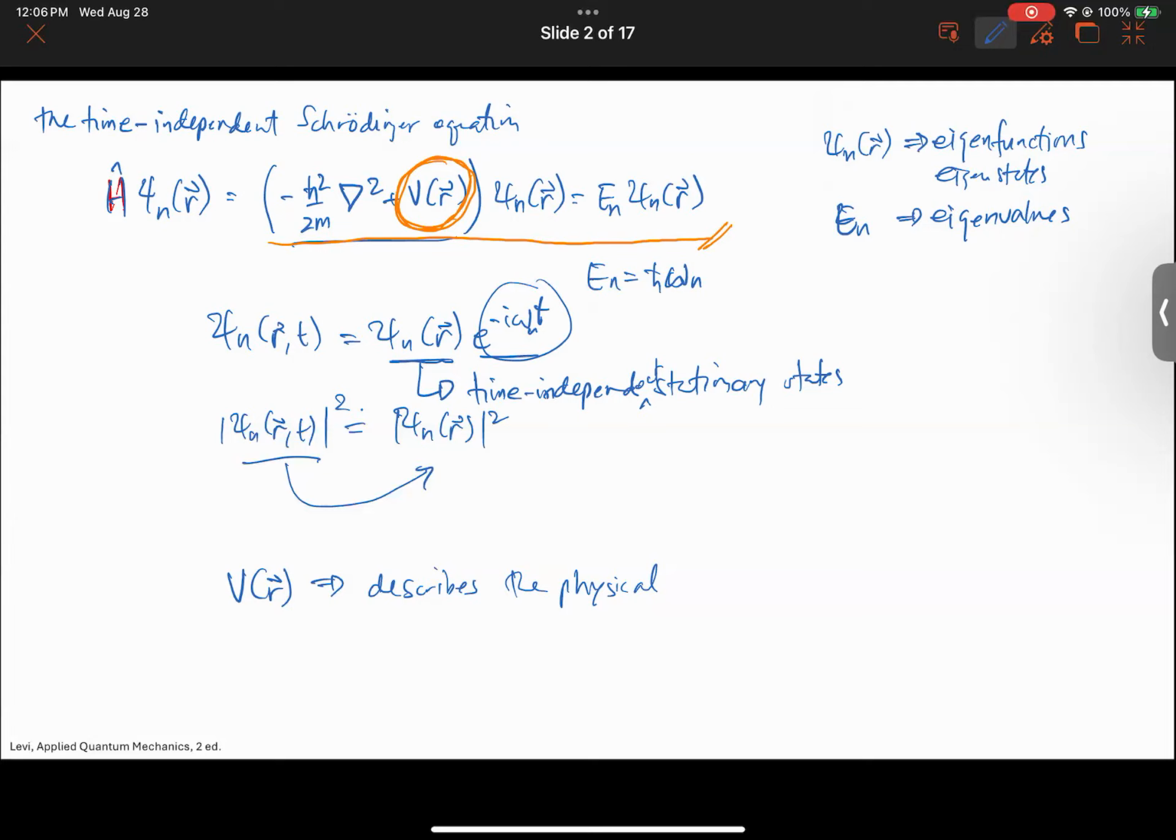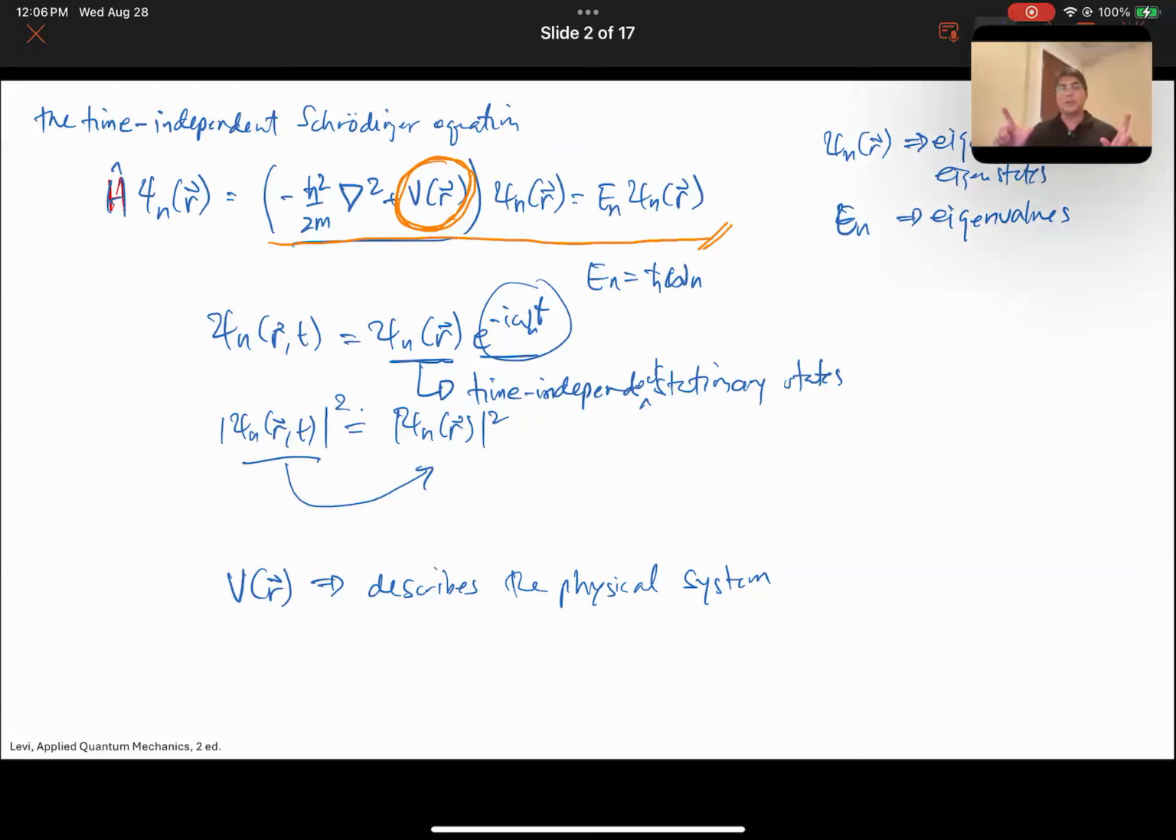Makikita natin mamaya yung itsura ng potential na yan. Then you have other types of potential like yung finite barrier potential, harmonic oscillator na kung saan yung potential ay parabolic. And then more complicated potential, depende kung ano nga yung physical system na gusto niyong pag-aralan. Basically, fundamentally ganyan yung paggamit ng Schrödinger equation. You start with the Schrödinger equation, and the only change that you're going to do is to change the potential.